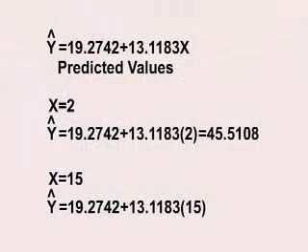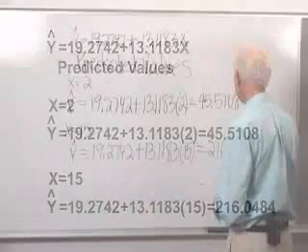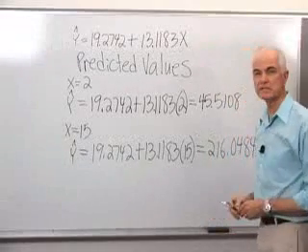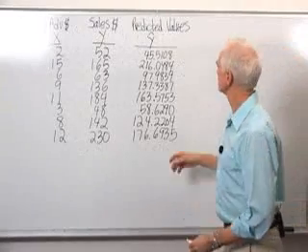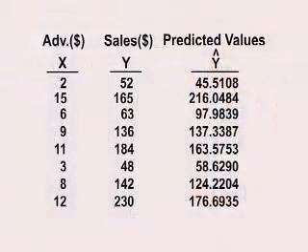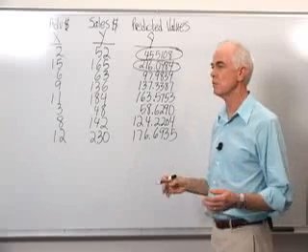Let's calculate the predicted value for our next value of x, which was 15. Putting 15 into the equation in place of x gives us a predicted value of 216.0484. Now we solve for all of the rest of the predicted values. So these are the resulting predicted values for all the various values of x. Well, why did we calculate predicted values, and exactly what are they?